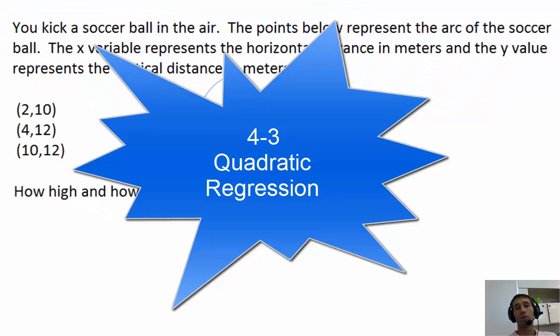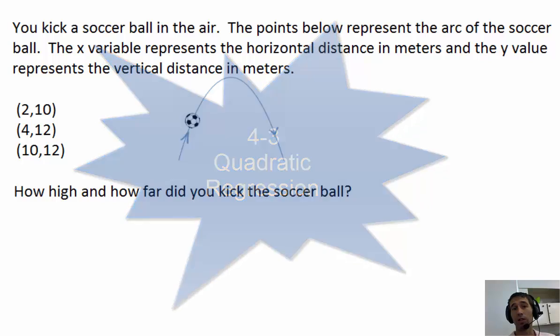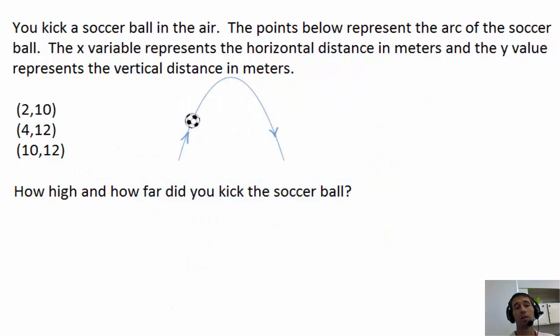In this lesson, we're going to take a look at how to take a set of data points and turn them into a quadratic equation. So we're going to answer this question to do that. It says, you kick a soccer ball in the air. The points below represent the arc of the soccer ball. The x variable represents the horizontal distance in meters, and the y value represents the vertical distance in meters. So we have these 3 points. We want to know how high and how far you kicked the soccer ball.